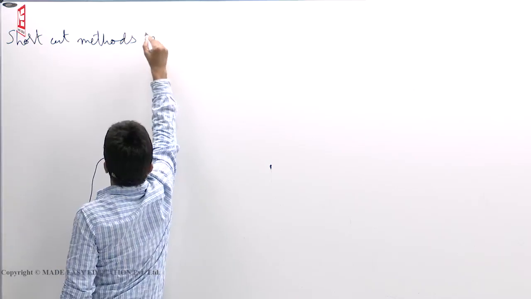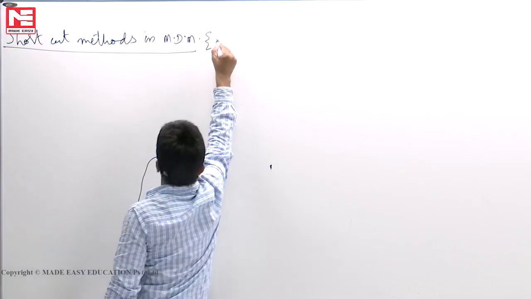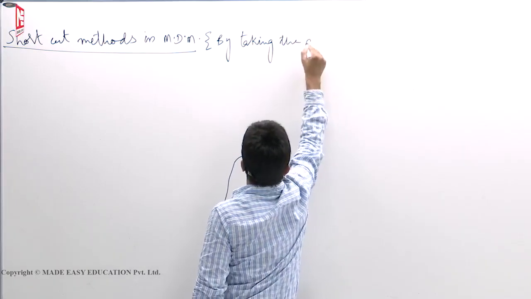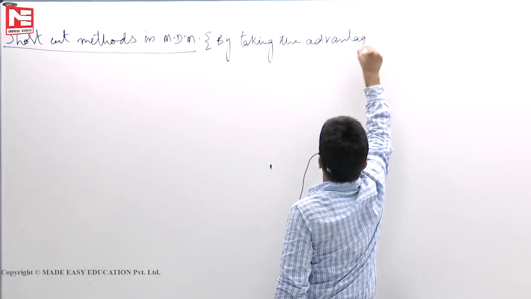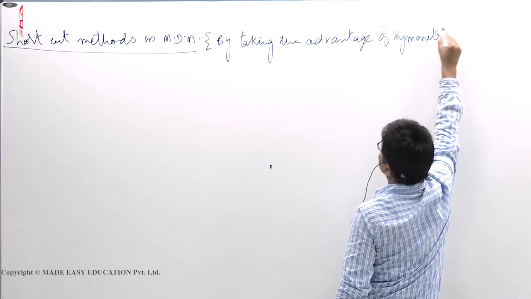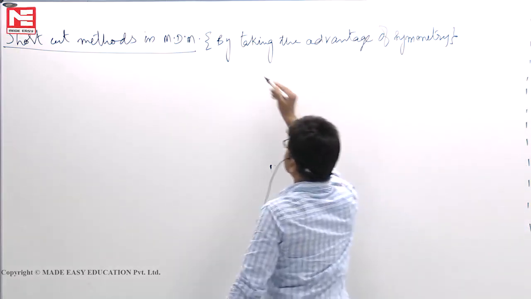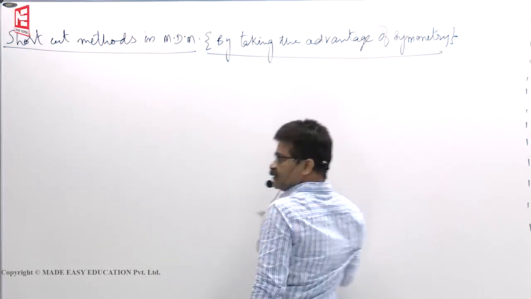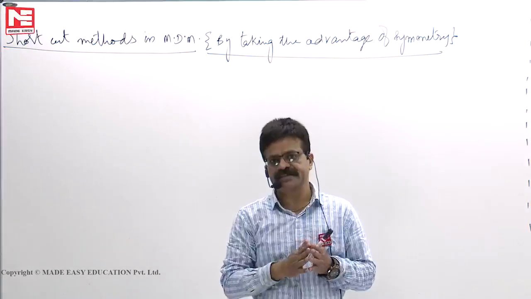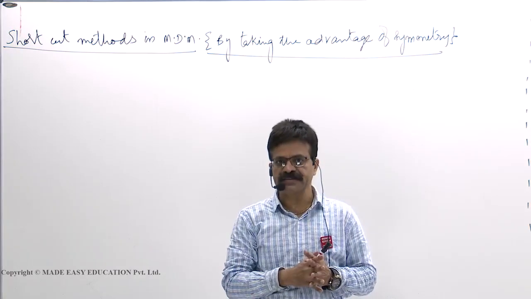Shortcut methods in moment distribution method. By taking the advantage of symmetry, we'll take the advantage of symmetry and simplify. Advantage of symmetry means, in the analysis of trusses by method of sections, I have given you one point. The same thing was there in strength of materials also.